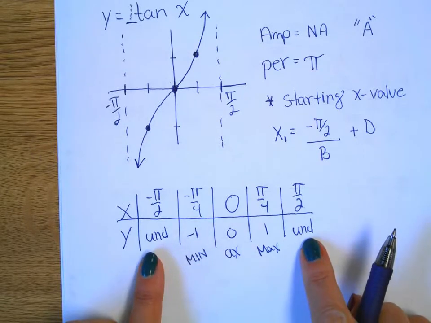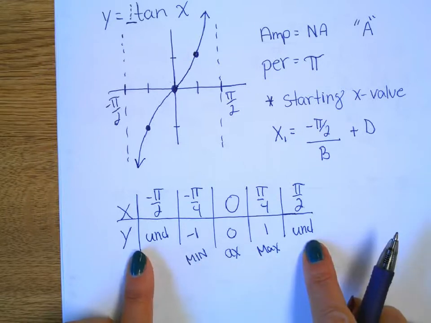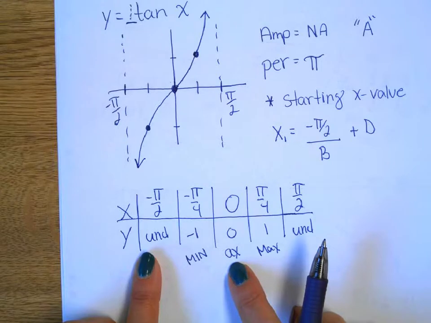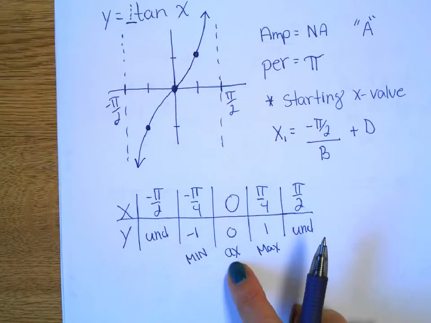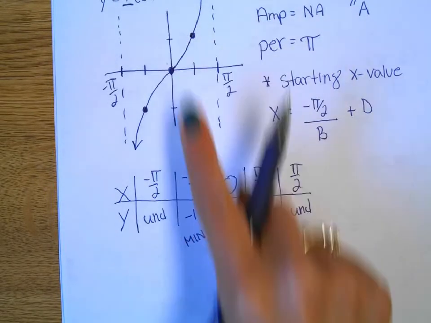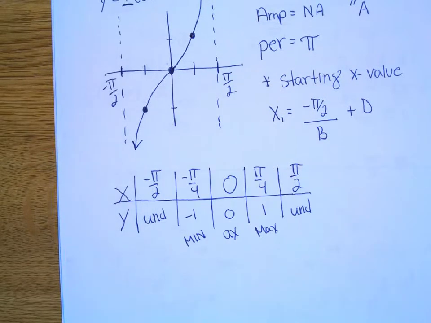So this was all to get the pattern: undefined, min, axis, max, undefined. Is that always the pattern to tangent? Yes, it's the pattern to tangent right here. And the axis value is going to be the vertical shift, just like it was with sine and cosine. We'll do this in a minute. This one didn't have any vertical shift, that's why it's 0. It's on the x-axis, so there's no vertical shift.